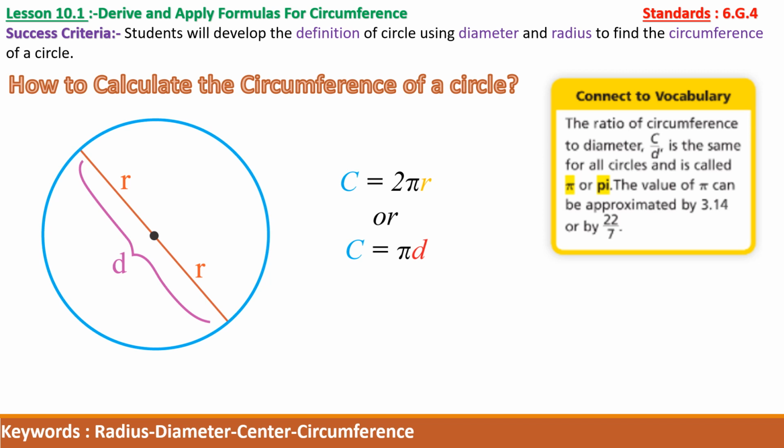So we already studied C equals 2 pi r or C equals pi d, which we have to memorize. Now what is pi? Now this is your homework. Find out the truth about pi. It's so interesting. So just search it and try to write about pi in the link below. Now the value of pi is 22/7 in the fraction form or 3.14 in the decimal form.